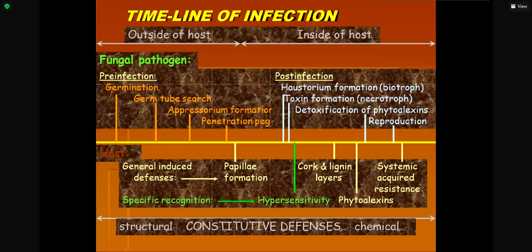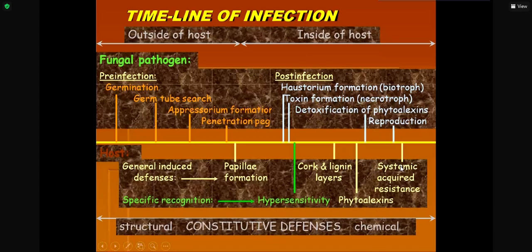So the host plant will not be silent when it gets infected with the pathogen. You understand? There will also be a response from the host side. There are a number of responses. You can see here, the host plant will produce papillae on the surface of the host plant, and this inhibits the entry of the pathogen inside the plant. And afterward, inside the host plant, the plant produces a cork and lignin layer. This makes the leaf tissue or the stem surface thick and hard. As a result, the pathogen will not be easily able to enter the plant.